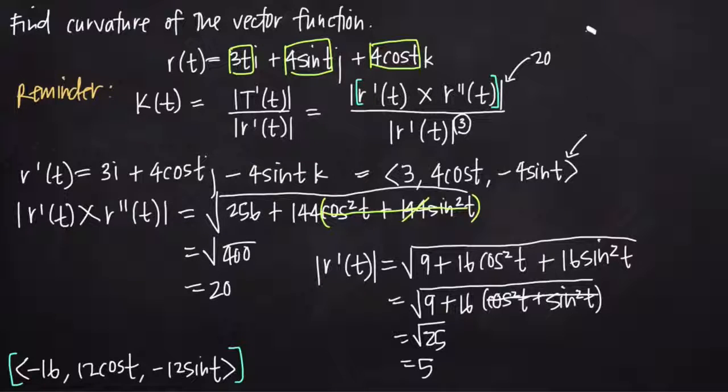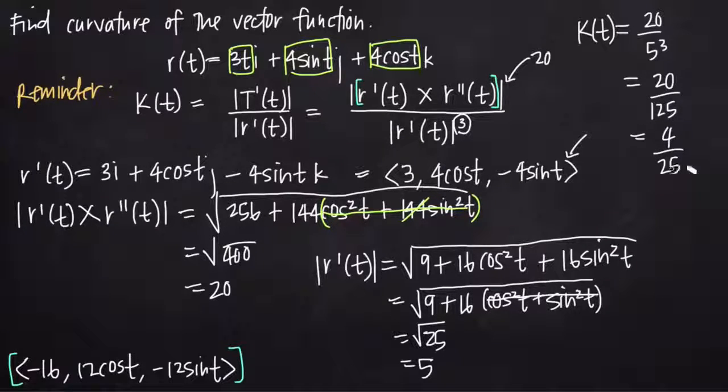So when we talk about finding curvature kappa, we get kappa of t is going to be equal to, our numerator we already found was 20. Our denominator is 5, but then we have to cube it, so we're going to get 5 cubed, which is going to be equal to 20 over 125. And when we simplify, we'll divide through by 5. 20 divided by 5 is 4, and 125 divided by 5 is 25. Now we can't simplify any further, so we know that curvature is 4 over 25. That's our final answer, and that's how you find the curvature of a vector function.